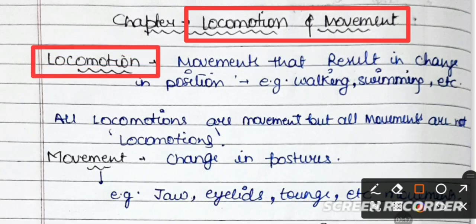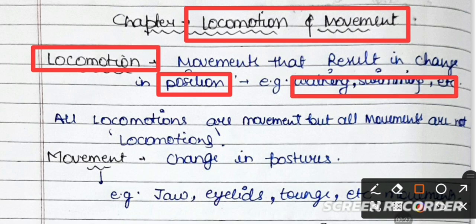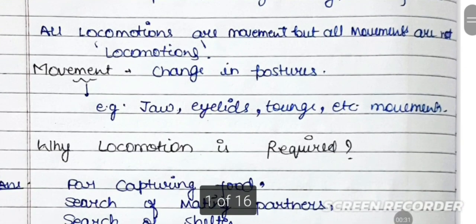What is locomotion? Movements that result in a change in position. The key phrase is change in position. For example, walking, swimming, etc. are termed locomotion. Now we will talk about the second word, which is movement.